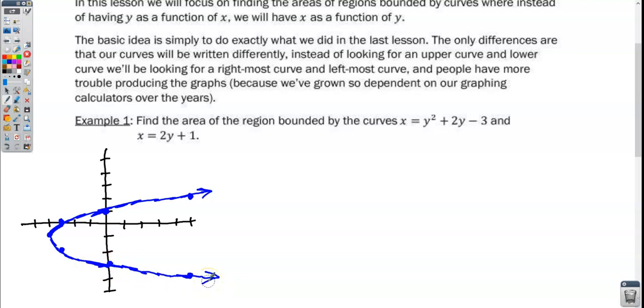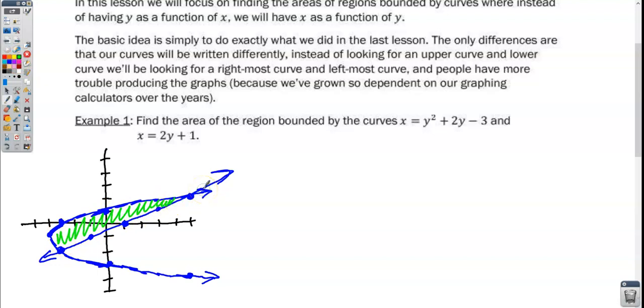Okay. And then x equals 2y plus 1. So let's see, when y is 0, x is 1. And this is just going to have a slope of 1/2. So I can go ahead and plot points, and it's going to hit that point there, and that point there. And there's my line. And so I'm looking for the area of this region right here.